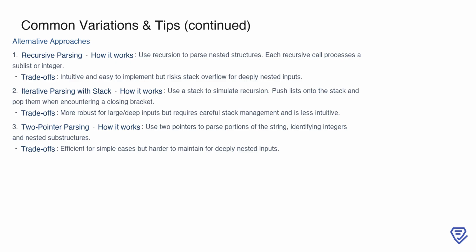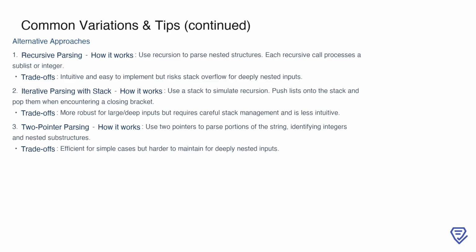There are several alternative approaches to solving this problem, each with its own trade-offs. Recursive parsing is a popular choice, where each recursive call processes either a sublist or an integer. This approach is intuitive and straightforward to implement, but it risks stack overflow errors if the input is deeply nested. Another option is iterative parsing using a stack. Here, you push lists onto the stack and pop them off when you encounter a closing bracket.